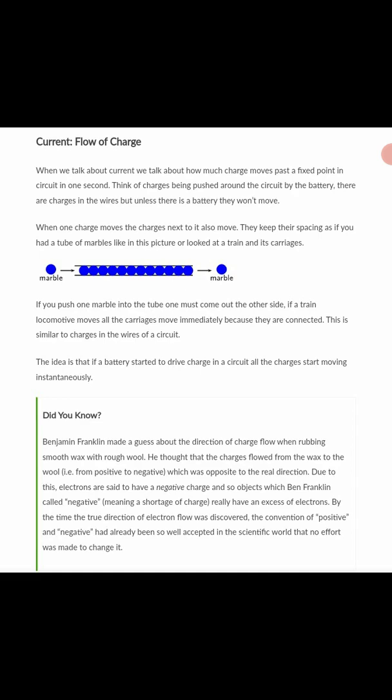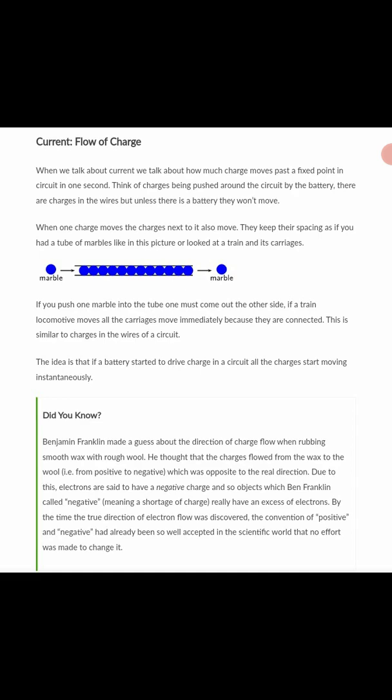which means from the positive side to the negative side. The wool is negatively charged, the wax positively charged. Okay, now which was opposite to the real direction. So it was thought charges moved from the positive side to the negative side. All right, so due to this, electrons are said to have a negative charge, and this is what Benjamin Franklin called negative, which means a shortage of charge. But in reality, negative means an excess of electrons.